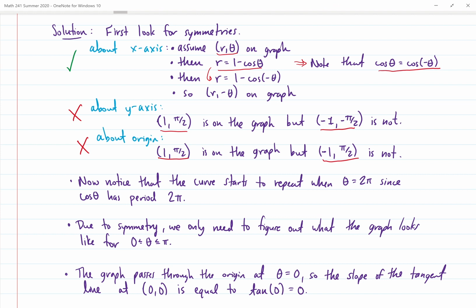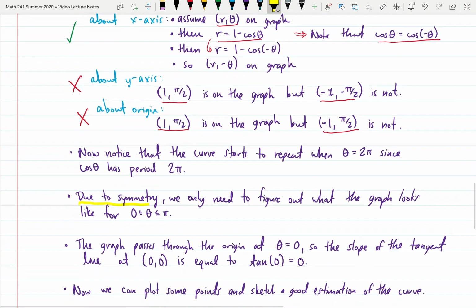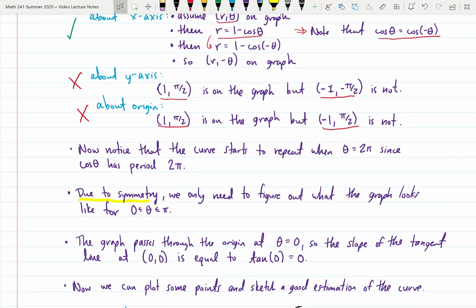And more than just this, because of the symmetry that we just established about the x-axis, because we're only graphing from theta is equal to 0 to 2 pi, we actually only need to figure out what the graph looks like when theta is between 0 and pi. Because once we do that, we can reflect our graph about the x-axis and get what the graph looks like for theta between pi and 2 pi.